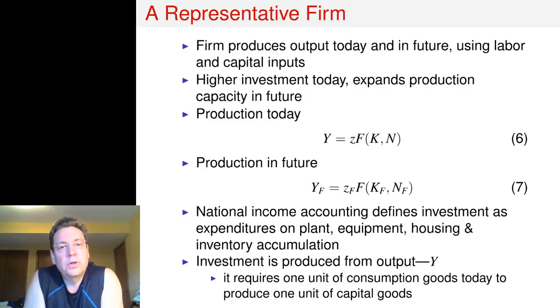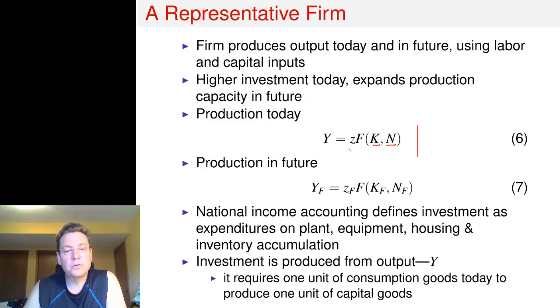So the firm is going to realize that if it invests more today, then it'll have more capital in the future and be able to produce more in the future. The firm's going to have two different production functions. One is to produce goods today, and they're going to inherit this original level of capital from the past, and they're going to choose their demand for labor.